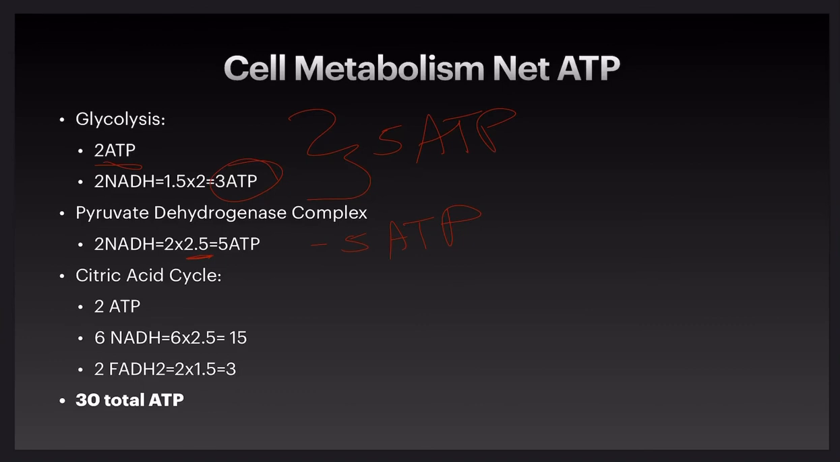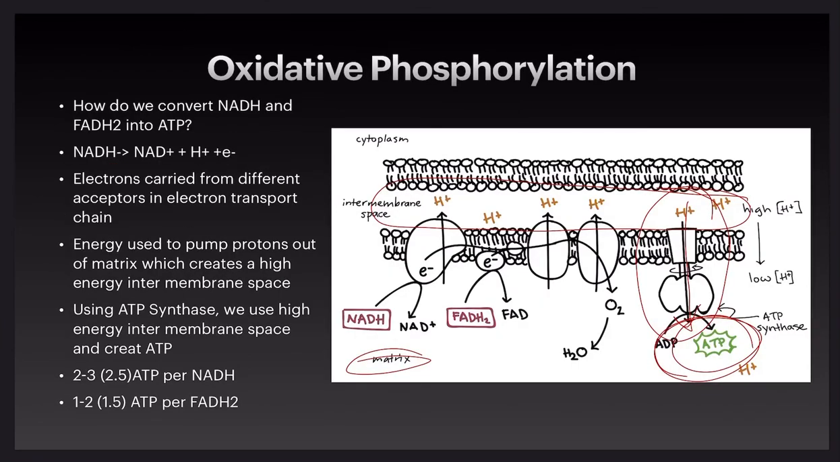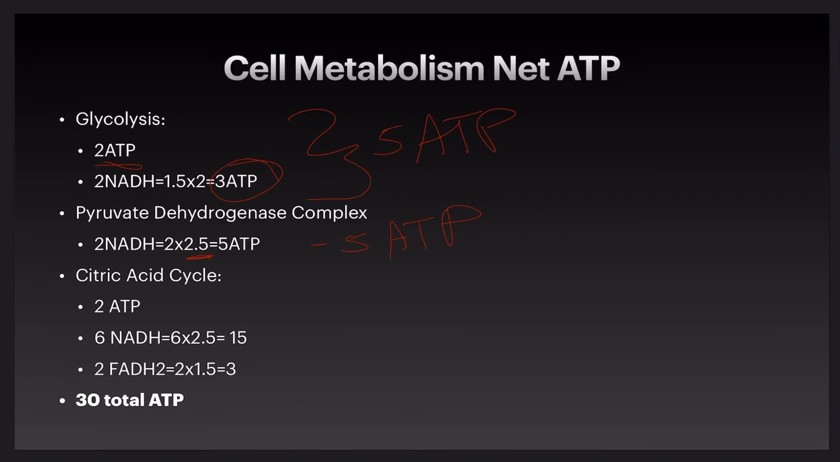Now in the citric acid cycle, we have 2 ATP, just straight ATP, and 6 NADH, so 6 times 2.5 is 15 ATP, plus 2 FADH2. Now FADH2 actually enters the electron transport chain further down the line, so it's going to have less energy and therefore give us less ATP. So here, FADH2 is 2 times 1.5, which is equal to 3. So here we have 20 ATP, and as we can see, that gives us 30 total ATP.